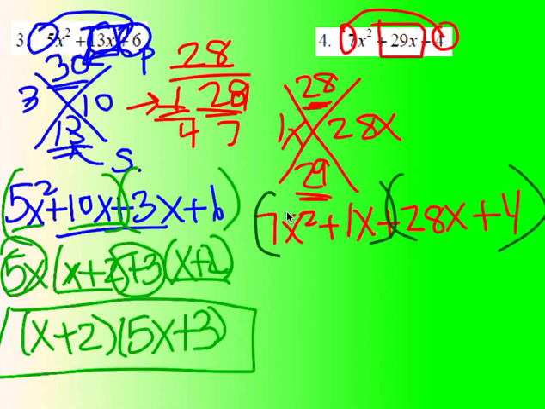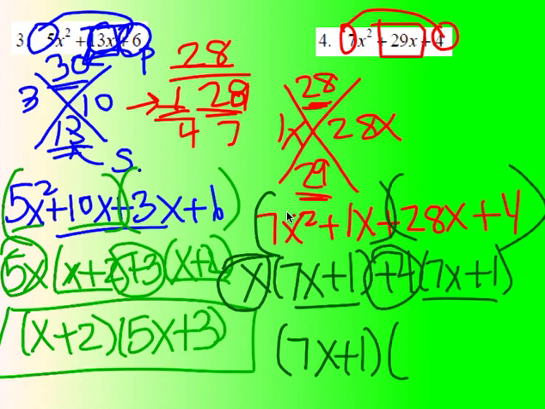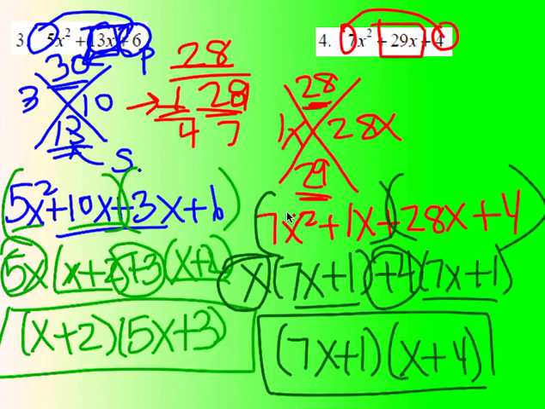Between 7x squared and 1x, I can only take out an x. So I'm going to divide everything by x. Between 28 and 4, I can take out a 4. So I'm going to divide everything by 4, and I'm left with 7x plus 1. Remember, 4 divided by 4 is 1, not 0. So my leftovers are matching here, so I can go ahead and factor those out. Then I have x plus 4 here. And this right here is my final answer for number 4.